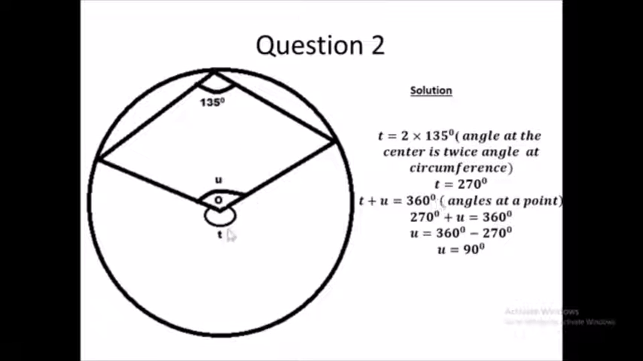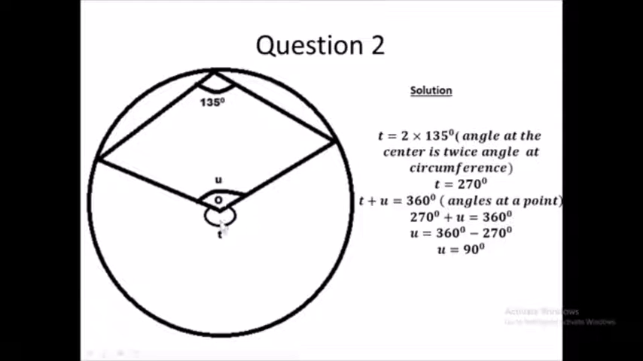If you look at the second question, we are given this angle at the circumference here as 135 degrees. We have to find angle T and angle U. If you look at the solution, angle T here is going to be twice this angle at the circumference, so T is 2 times 135 degrees. The reason being that the angle at the center is twice the angle at the circumference, and angle T is 270 degrees.